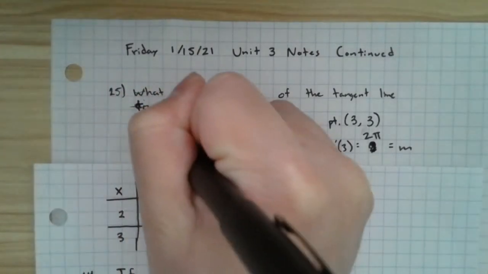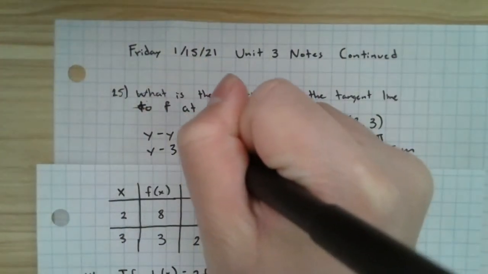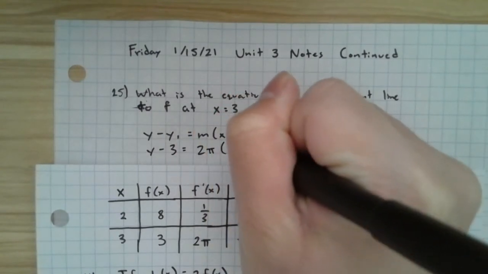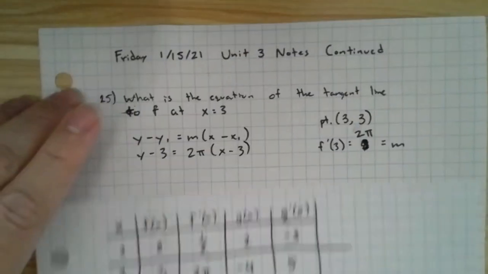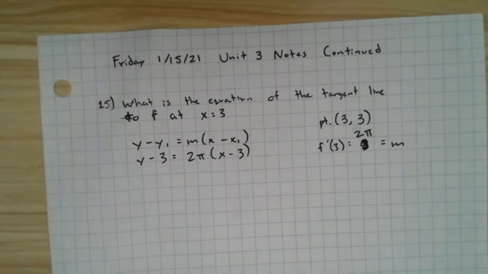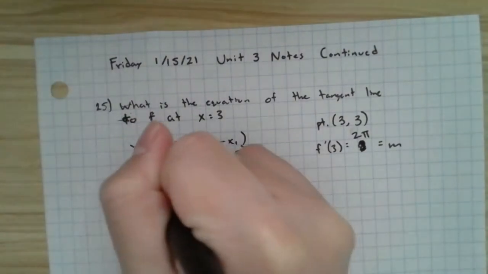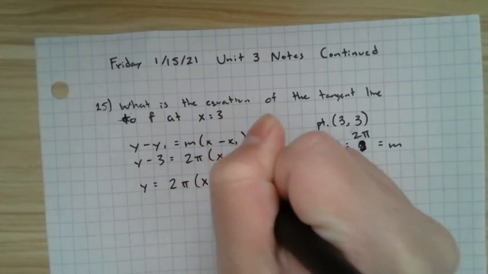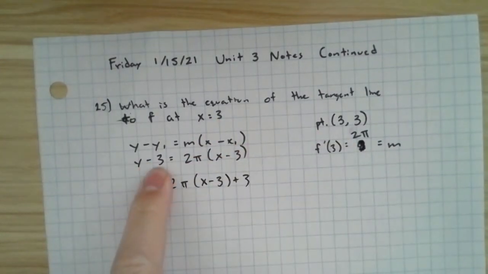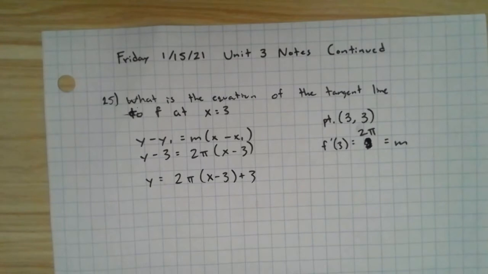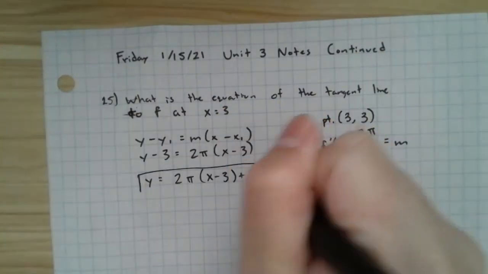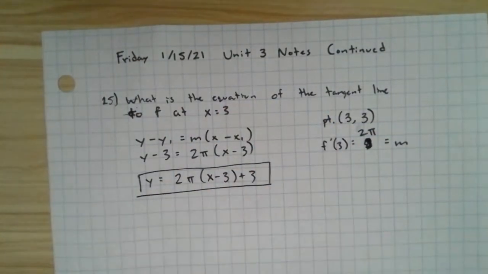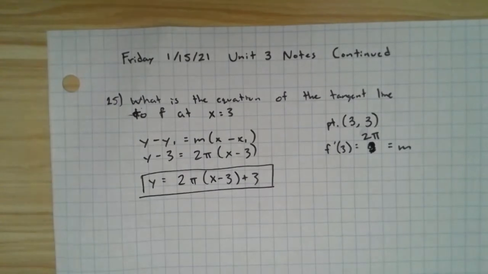y minus 3 is equal to 2 pi times x minus 3. So this is an acceptable answer. You can also add 3 to both sides: y equals 2 pi times x minus 3, plus 3, and you just add this 3 to both sides. So this is also an acceptable answer here. You don't have to simplify. You're working with pi, so this would be okay.